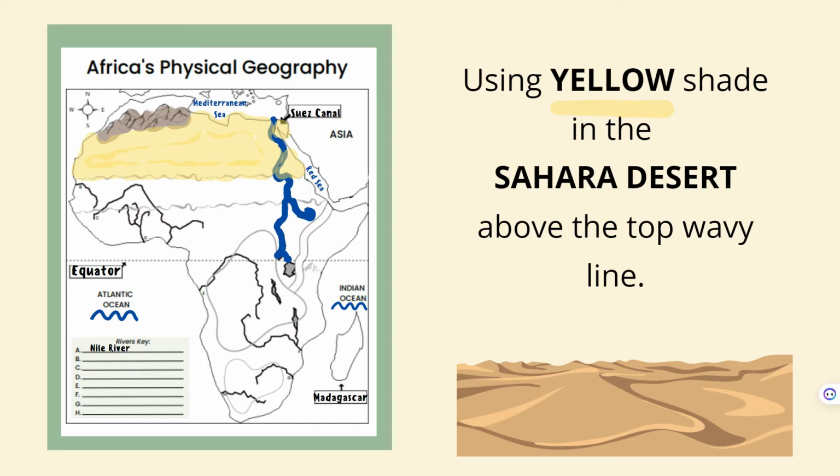Please pick up your yellow colored pencil. Using our yellow colored pencil, we're going to shade in the area that represents the Sahara Desert. The Sahara Desert, in this case, we're going to shade in from the west coast to the east coast, below the Atlas Mountains, below the Mediterranean Sea. And we're going to shade as far down as that top wiggly line. The area shown on my map is what you should be shading in with yellow.